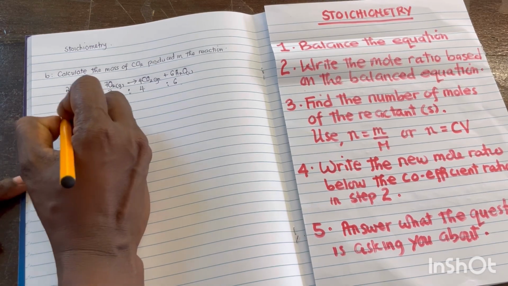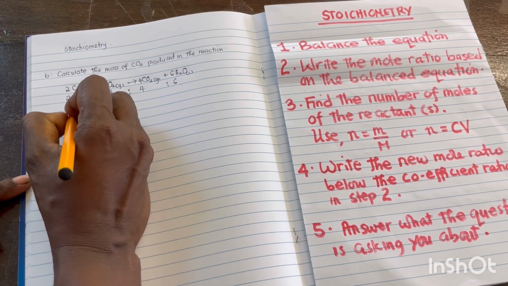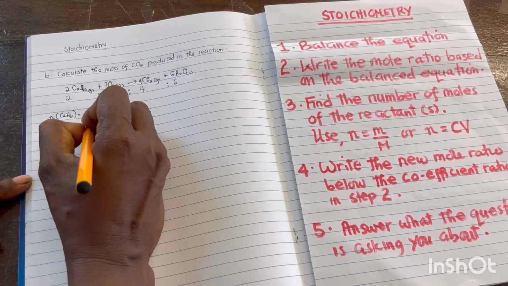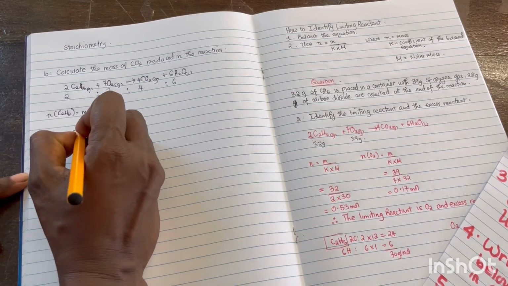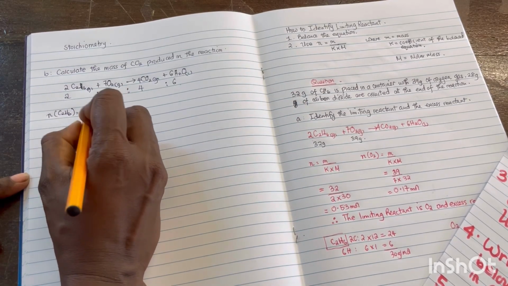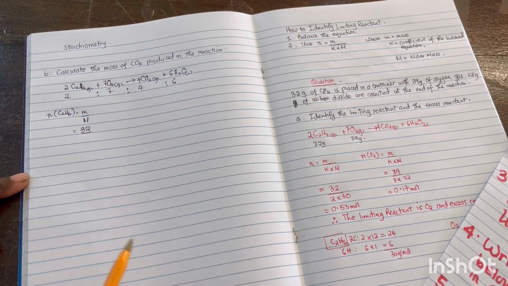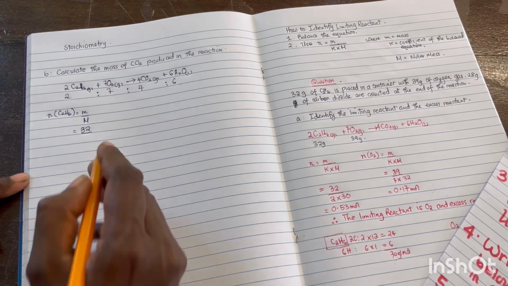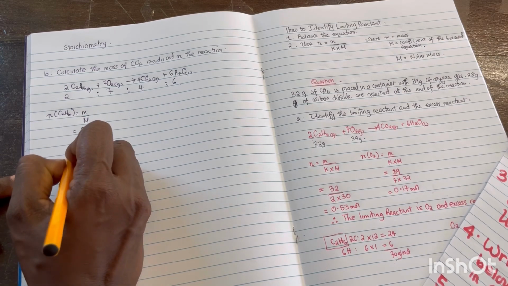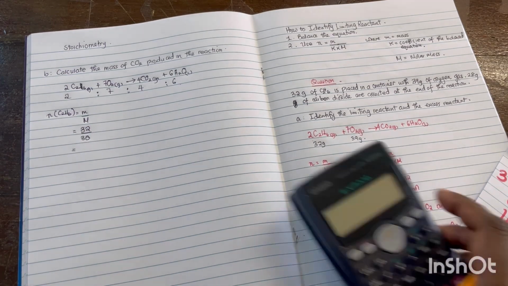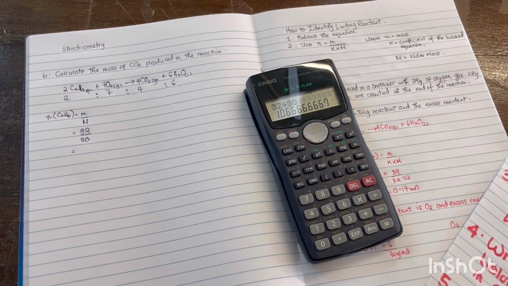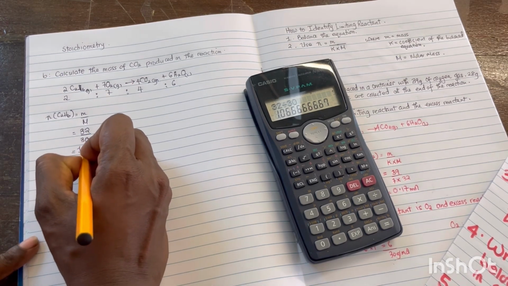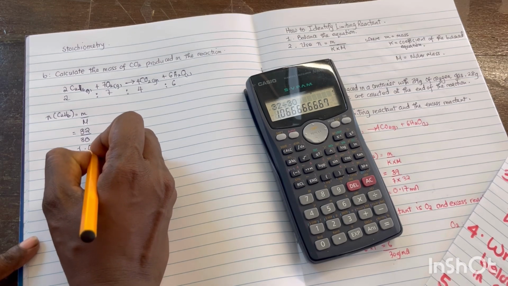Okay, number of moles of C2H6, mass over molar mass. Our mass is 32 grams, divided by the molar mass of C2H6, which is 30. Okay, so let's divide. 1.066, round it off to 2 decimal places, 1.07 mole.